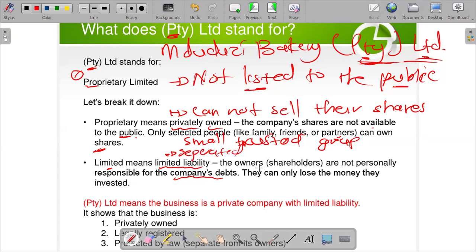So the owners are not personally responsible, meaning that you cannot take something of an owner or a shareholder if the company happens to be in debt. If the company is in debt, you cannot go to the owners and take something. So the business will then have to fend or defend for itself. They can only lose the money that they invested in the company.